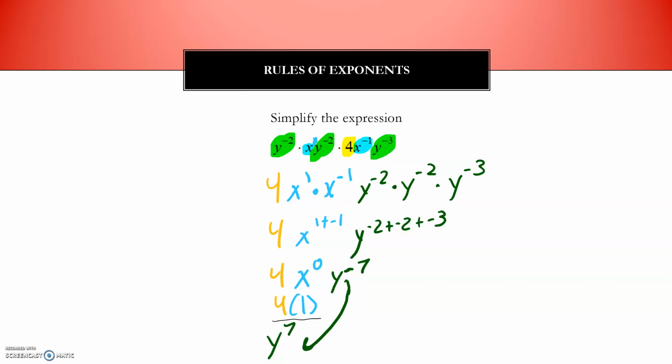So your final answer is that. You could also write this as 4 over y to the positive 7th. Again, you don't need to write that 1. Okay, some people just cross out the x to the 0. Right?